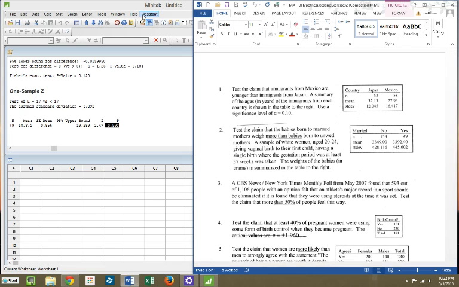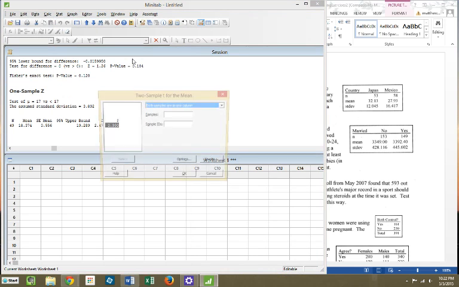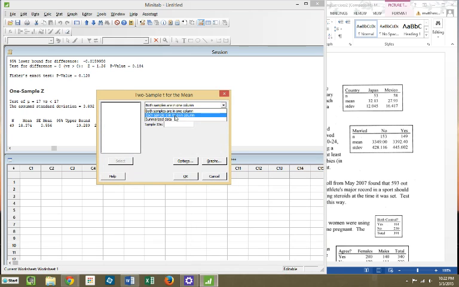Let's do a two mean. In this case, wed versus unwed. So let's do wed versus unwed. Stats, basic statistics, two sample t. Now it's because we have two samples. So shockingly enough, summarized data.